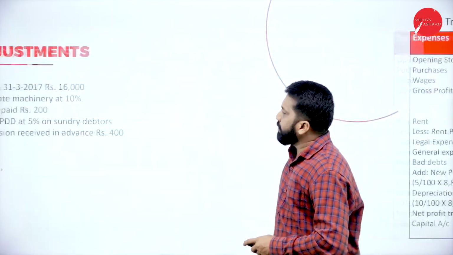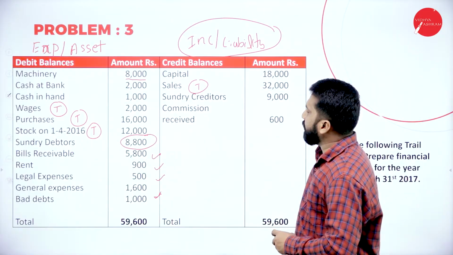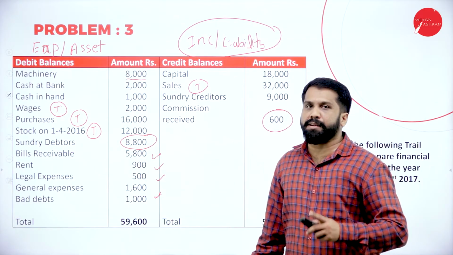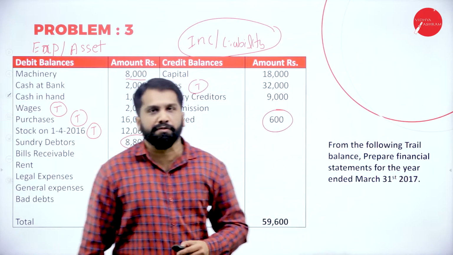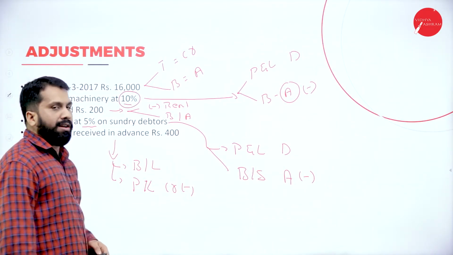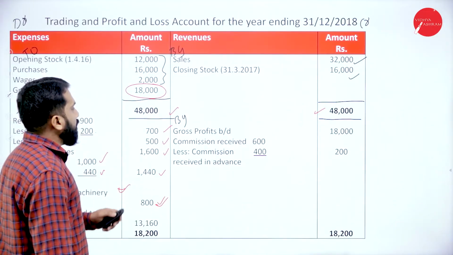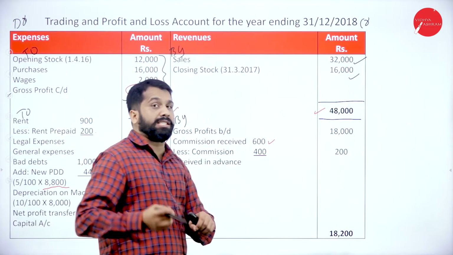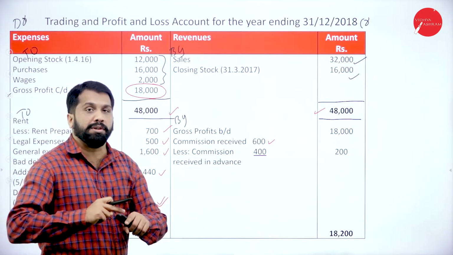Now, is there anything else for P&L? Yes. We have commission received 600. Now, we have an adjustment also for this: commission received in advance 400. Now, in your commission received, as I told you, 600. Anything which is received in advance, we are supposed to minus.